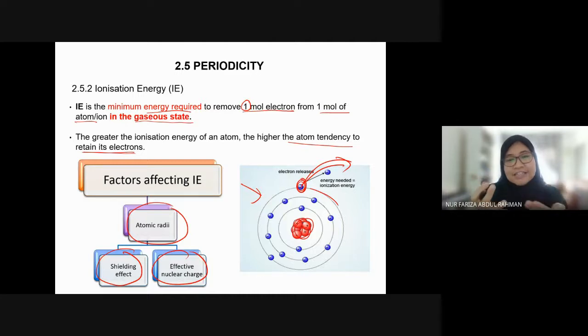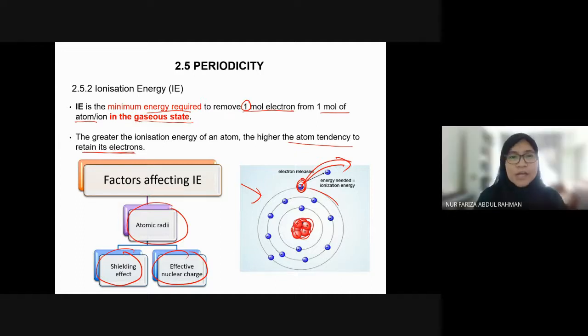Kalau the attraction is so strong, is it difficult or is it easier to remove the electron out from the atom? Difficult. Yes. It will be very, very hard. Okay, it will be very hard. Kalau susah nak remove the electron, maksudnya is it greater ke ataupun is it lower in terms of the ionization energy? Greater.